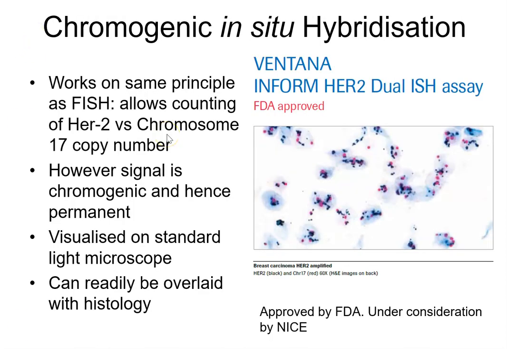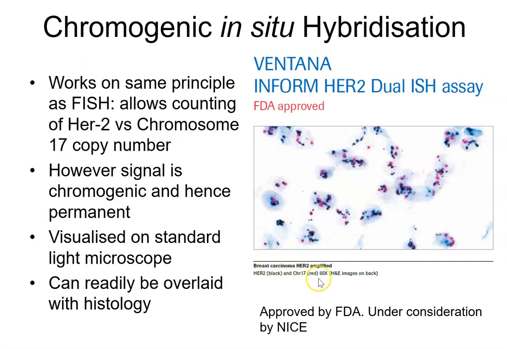Now, fluorescence in situ hybridization is a great technique, but it's tricky. Working with fluorophores, fluorescent molecules, is sometimes problematic. You also need a very specialist fluorescence microscope to be able to visualize them, and there are other problems with FISH that I will come on to. So as a result of that, there's a new technique called chromogenic in situ hybridization, which works very similar to FISH, but instead of having a fluorescent signal, we get a chromogenic signal.